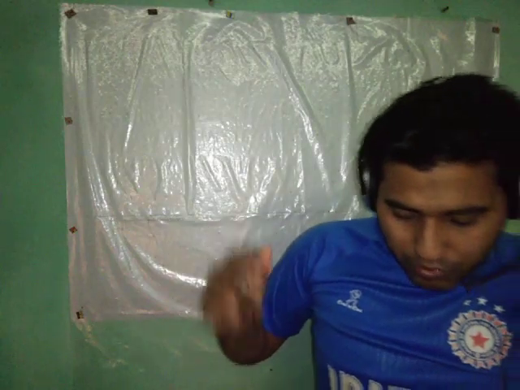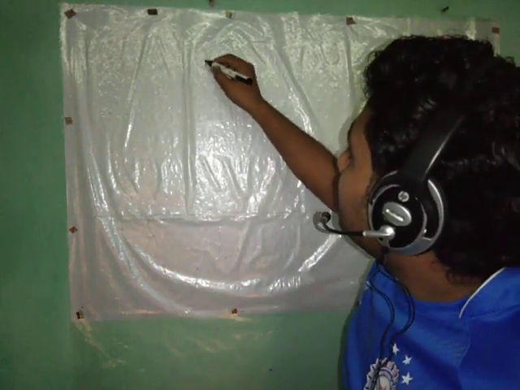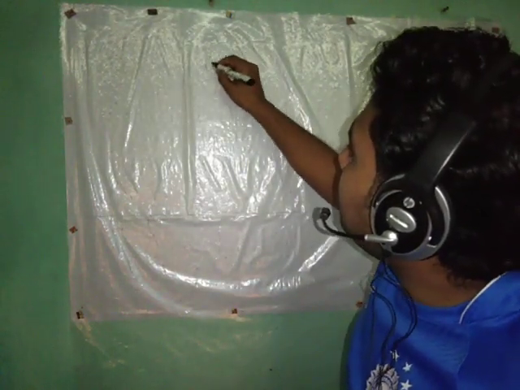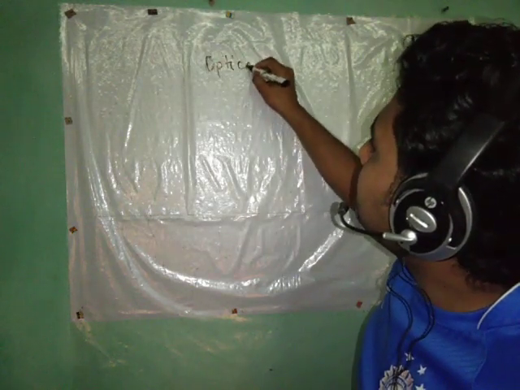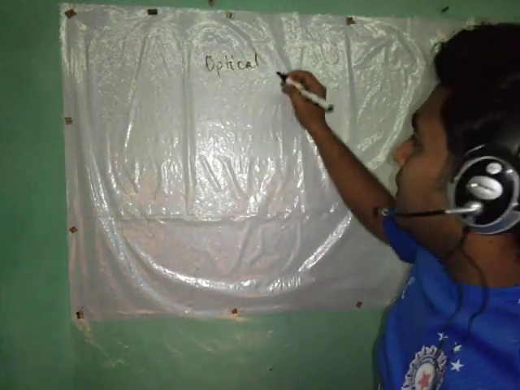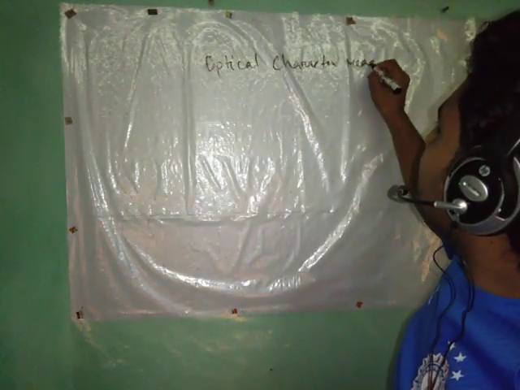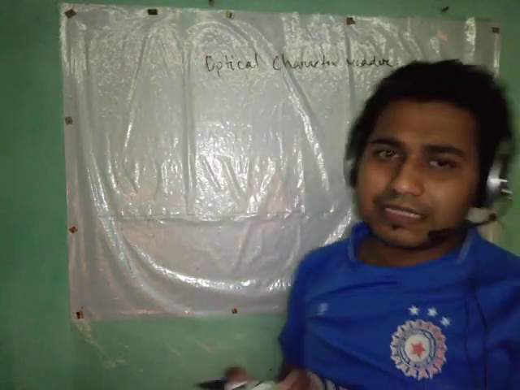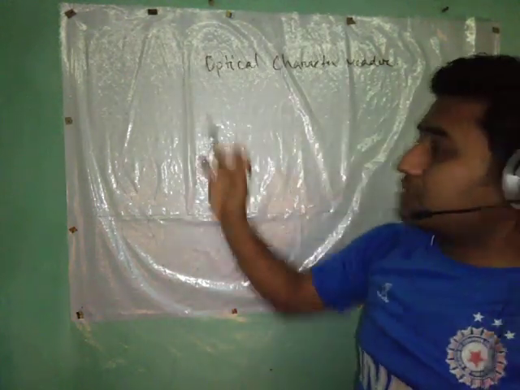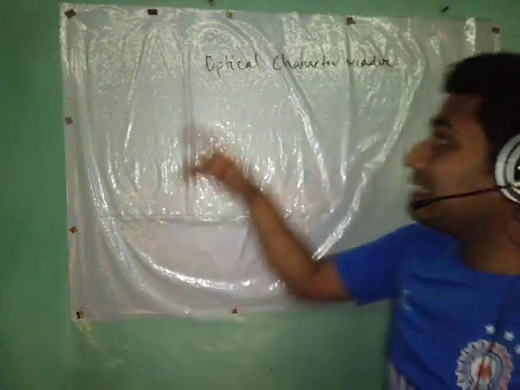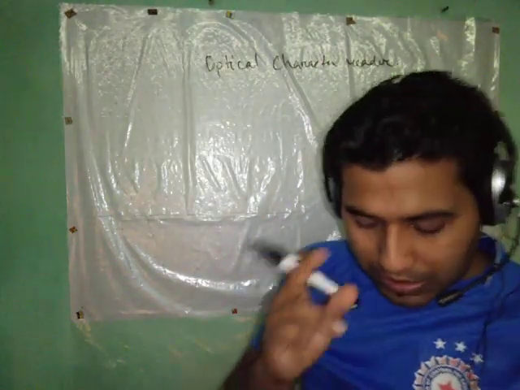Okay, now we will discuss about optical character reader. Kaun sa hai ye? Optical character reader. That means what? Character we all know, reader we all know, same. What is optical? Optical means it is depending upon what? It is something related to light, of course. It is related to light.